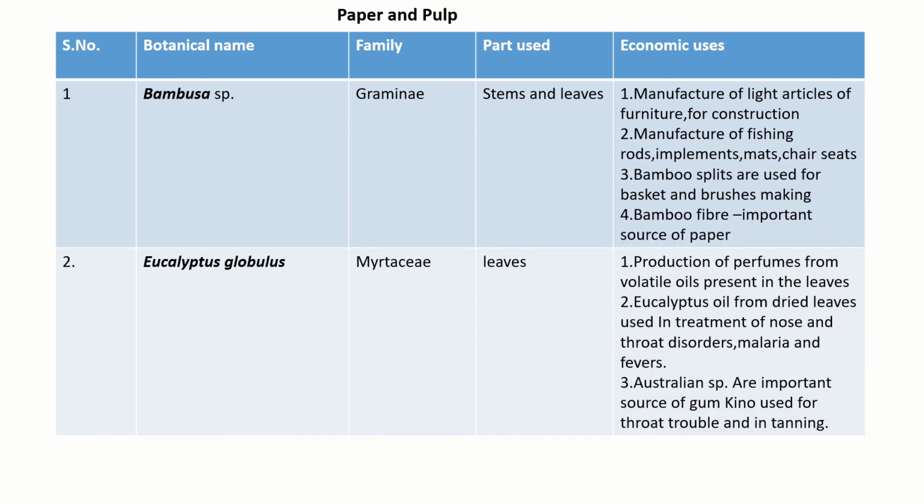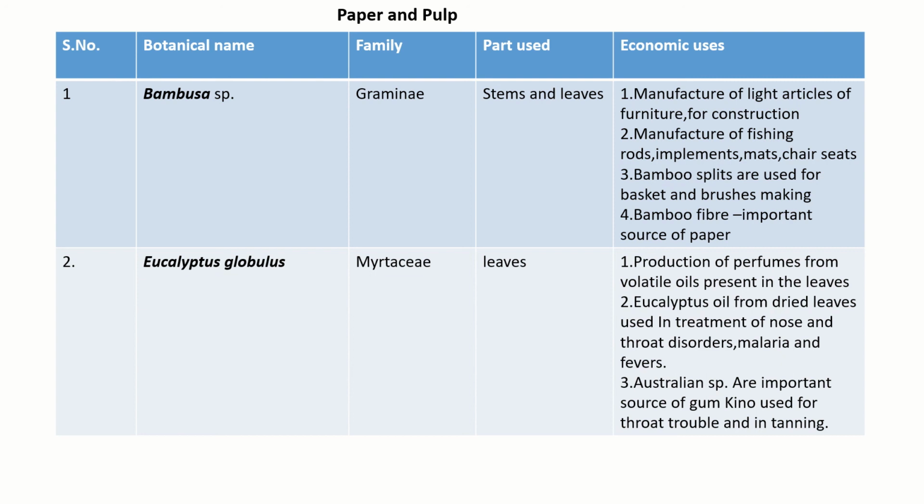Now we come to paper and pulp. Bambusa and Eucalyptus globulus are two very important examples here. Parts used are stem and leaves in case of Bambusa. It's used in manufacture of light articles of furniture, for construction purposes. We all know manufacture of fishing rods, implements, mats, chair seats. Bamboo splits are used in basket and brush making. Bamboo fiber is a very important source for the paper industry.